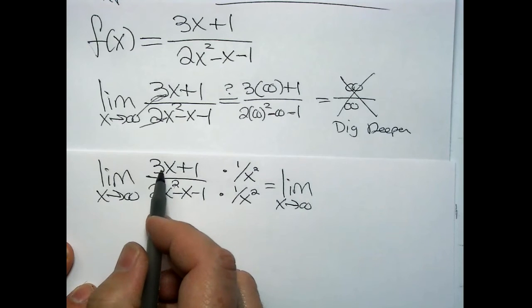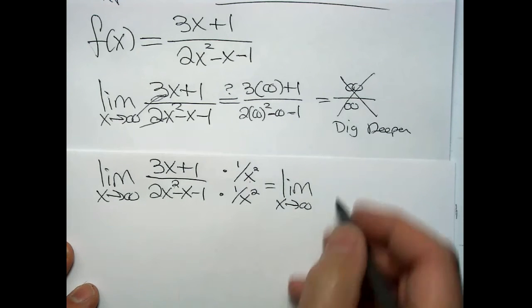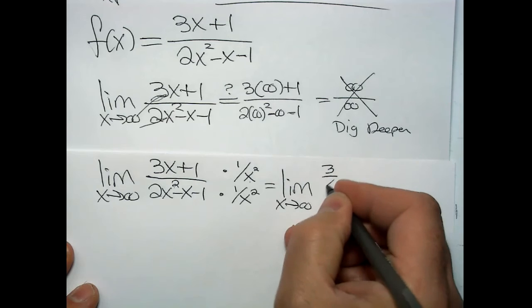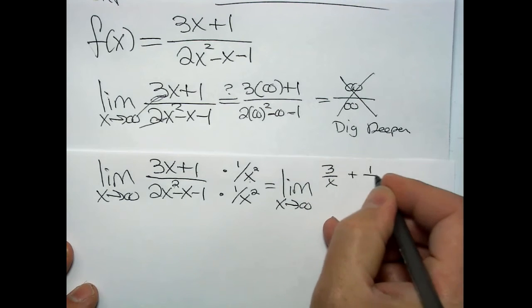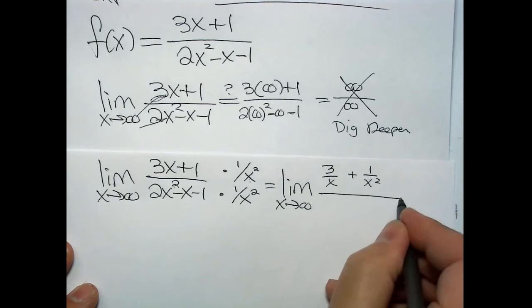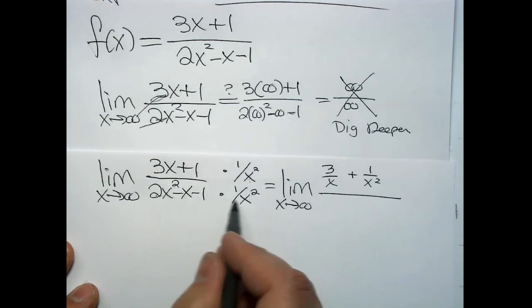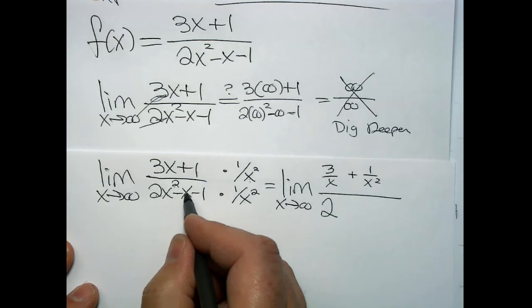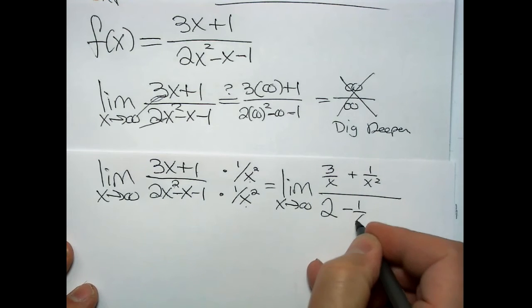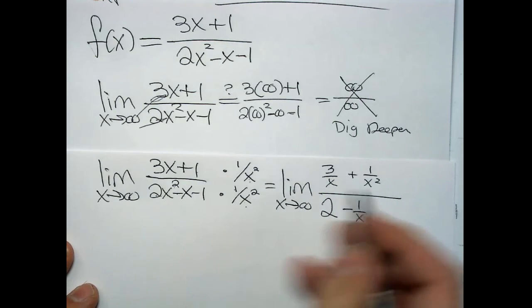Now, let's read this off here. 3x divided by x squared, that's actually 3 over x. 1 divided by x squared is 1 over x squared. That's what's on top up there. Down below, 2x squared divided by x squared is 2, minus x over x squared, that's 1 over x, and minus 1 over x squared.